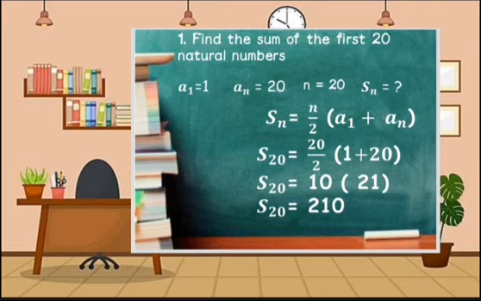Then, we're going to substitute the given terms. So, S sub 20 is equal to the value of our n, which is 20, over 2 times the value of our a sub 1, which is 1, plus the value of a sub n, which is 20. Next, S sub 20 is equal to 20 divided by 2 is 10 times 1 plus 20 is equal to 21. Then, S sub 20 is equal to 10 times 21 is equal to 210. Thus, our S sub 20 is equal to 210.